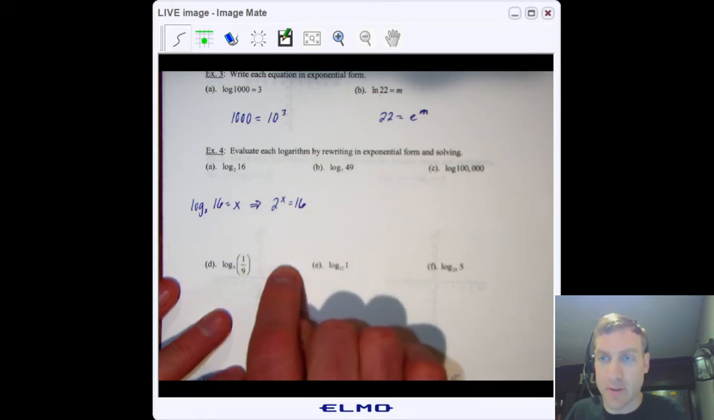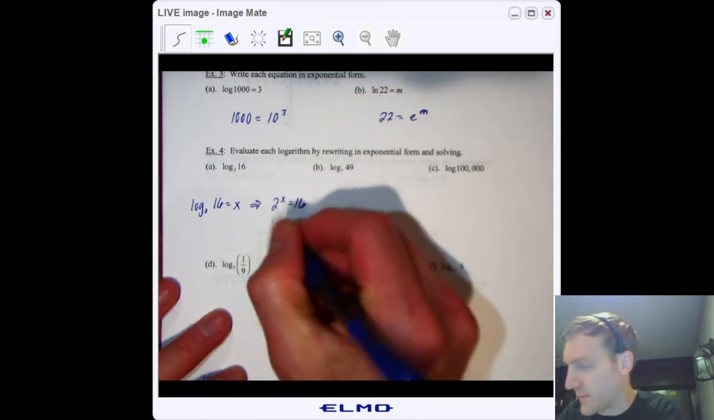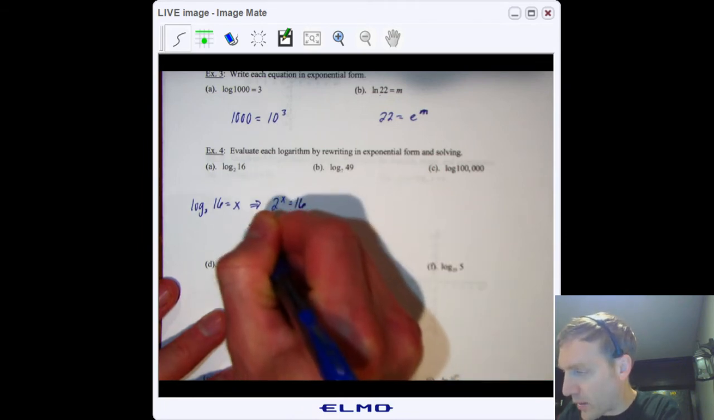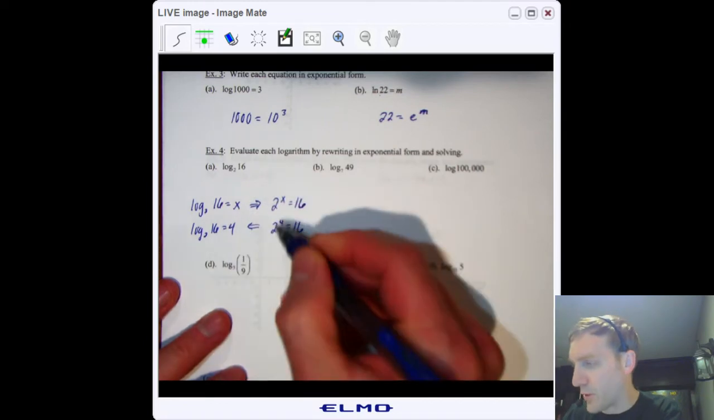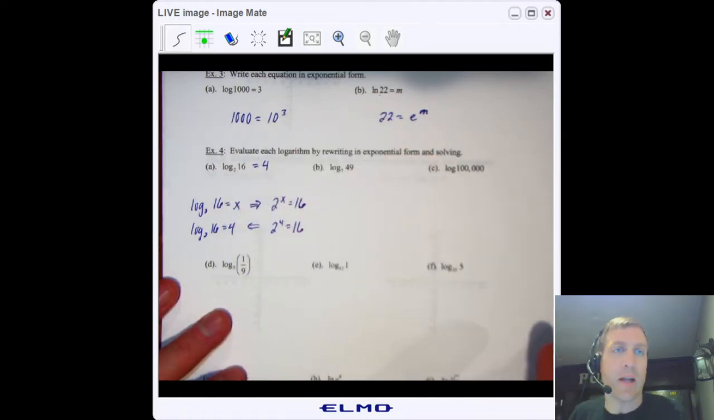Well, 2 to the first is 2, 2 to the second is 4, 2 to the third is 8, 2 to the fourth is 16. So there we go. What does that mean? Go backwards. That means that log base 2 of 16 equals 4. My x was 4, so my answer is 4. Log base 2 of 16 is 4.